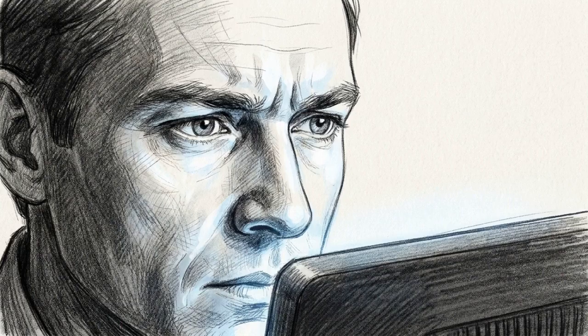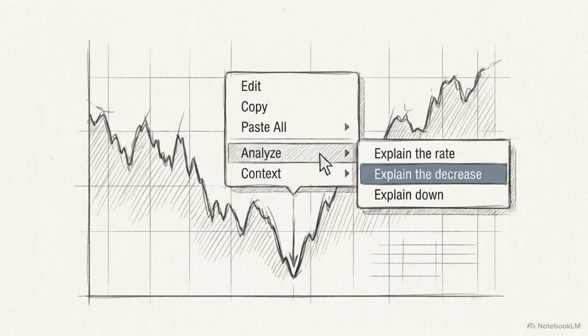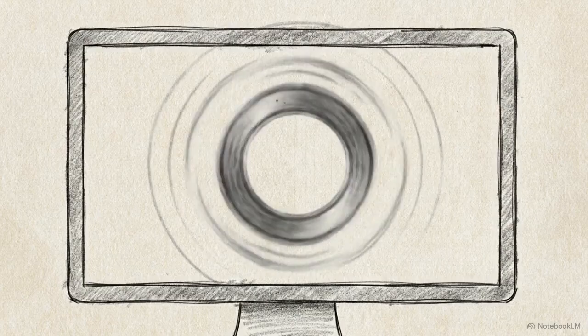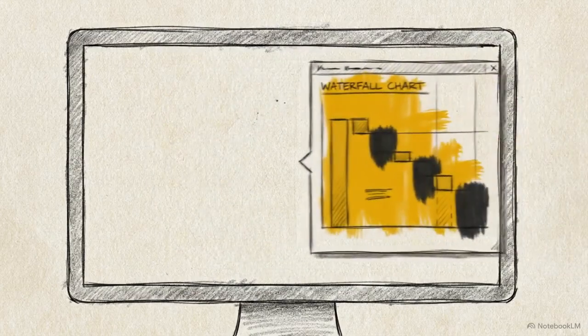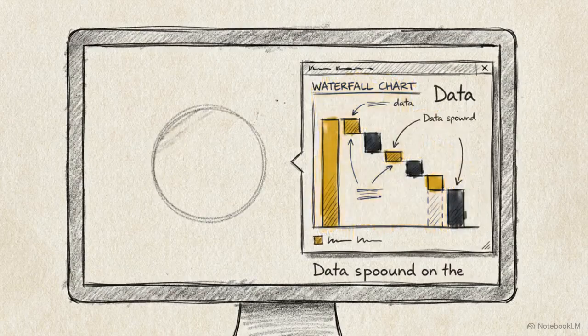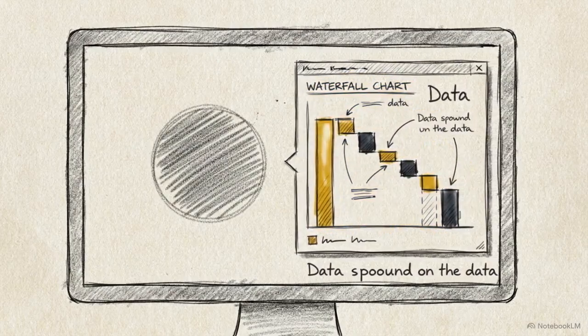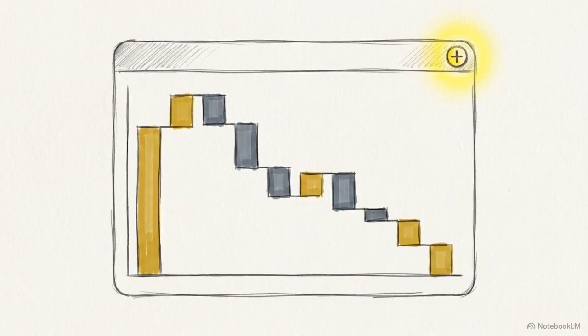To understand why February was lower than January, we need to know which variables changed during that month. Right-click the February data point, select Analyze, and choose Explain the decrease. The software now runs machine learning algorithms across the entire dataset. It identifies the specific items that contributed to the drop in revenue. Click the plus icon to add this waterfall chart to your canvas permanently.